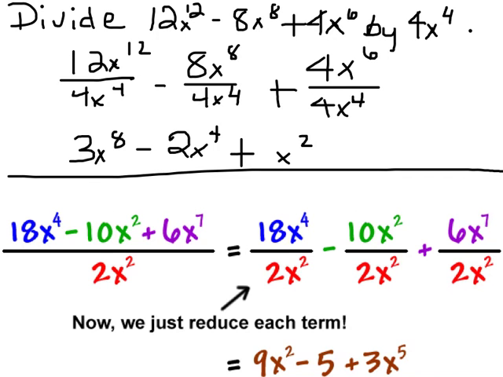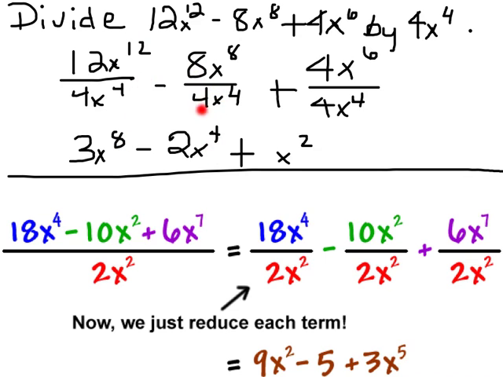Okay, in our first example, we have 12x to the 12th minus 8x to the 8th plus 4x to the 6th, and we're going to divide each one of those by 4x to the 4th. Now remember that our rule says that when we are dividing exponents, you're really subtracting, okay? So when we divide 12 by 4, we get 3. And if we move this 4 up, it becomes negative 4. So 12 minus 4 is 8.